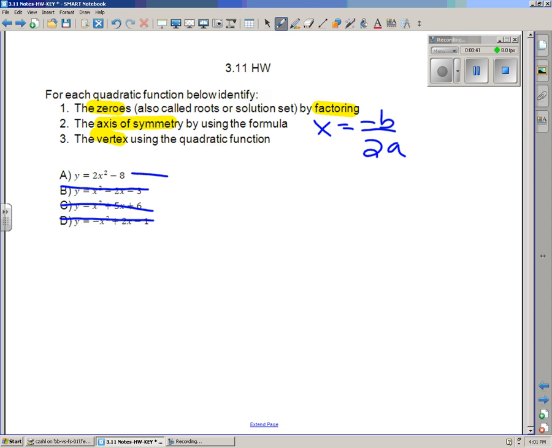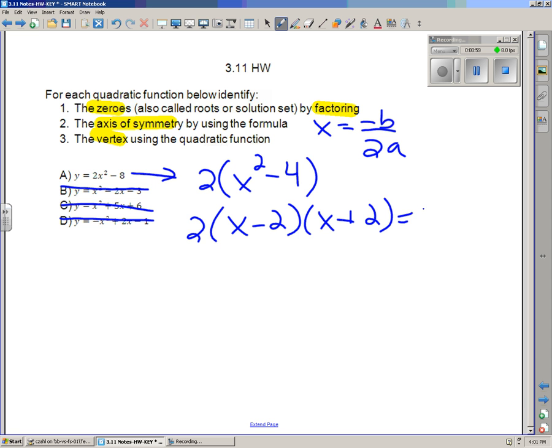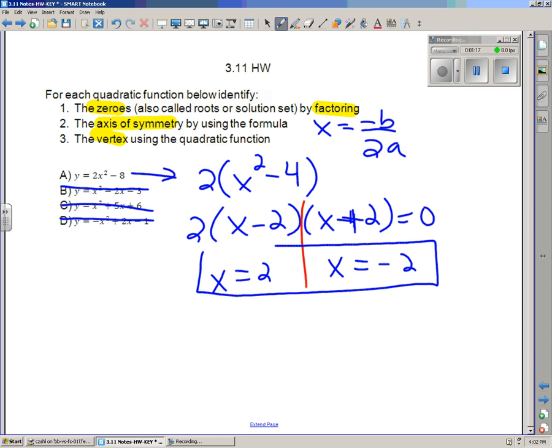In order to factor 2x squared minus 8, you'll pull out a GCF, and the GCF is 2. What's left over is x squared minus 4. You need to understand that inside the parentheses you have a difference of squares problem, so you'd factor again into 2, x minus 2, x plus 2. Since we have to solve this, we've got to set the equation equal to 0. When you drop down your equation, it turns out that you're going to get 2 zeros. One zero is x equals 2, and the other zero is x equals negative 2. So this is the answer to the first part by factoring.